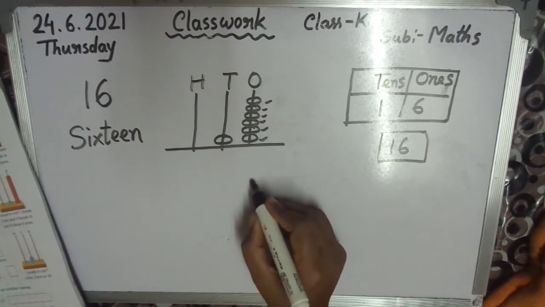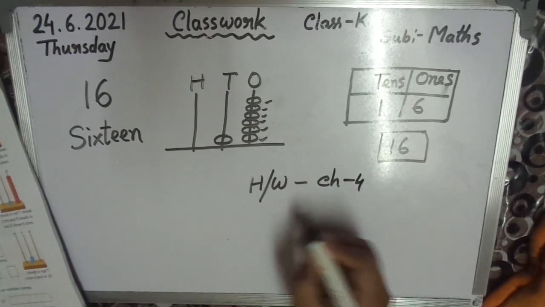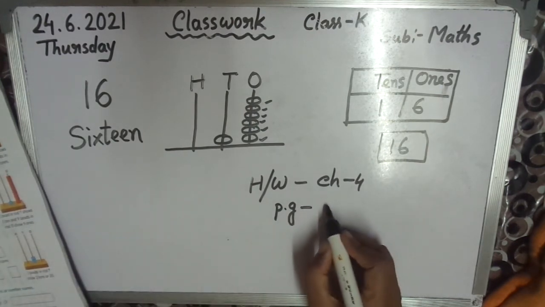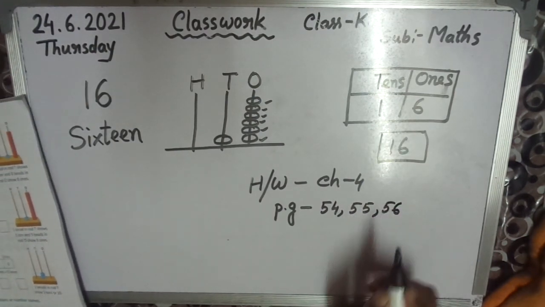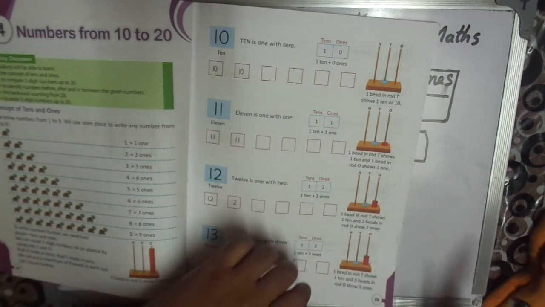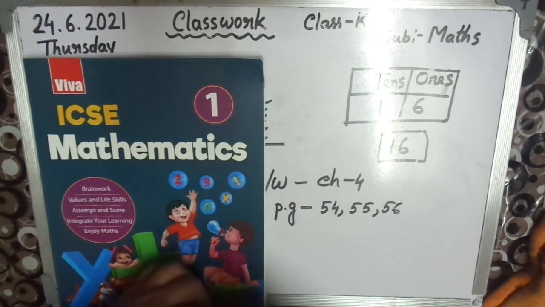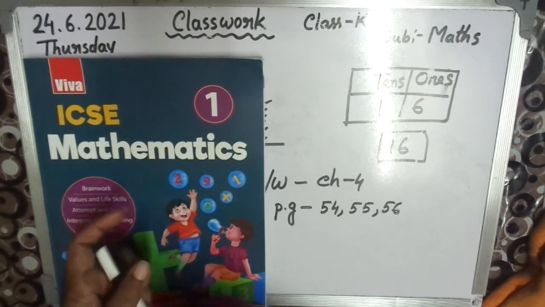Take out your diary, write your homework. Homework: Chapter 4, pages 54, 55, 56. Practice. I hope everyone understood. First, children, spelling practice of the numbers 1 to 20 is very important.